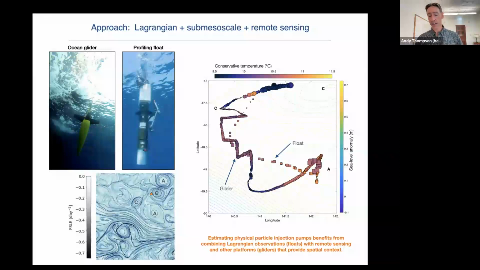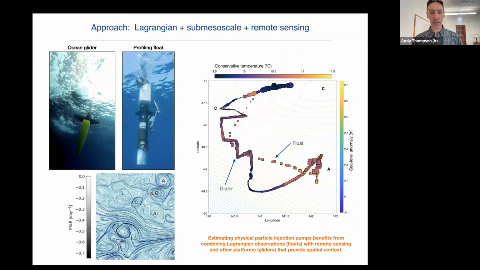And I will just mention that, in the absence of having the ability to deploy autonomous vehicles or have a ship there, satellite altimetry, or remote sensing in general, I should say, can be really effective ways of helping to understand spatial context. So here's an interesting snapshot. I'll show this later on, using a property called finite size Lyapunov exponents, which actually highlights strong straining regions. This is for that same SOLAS region.